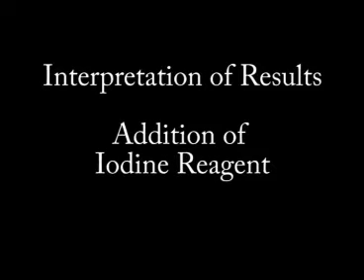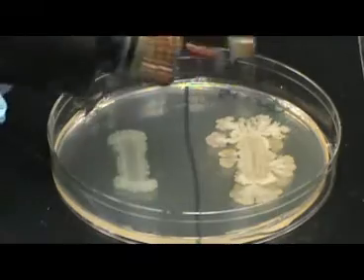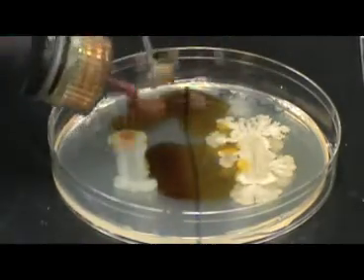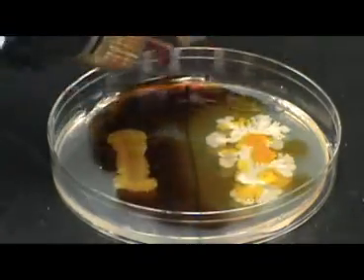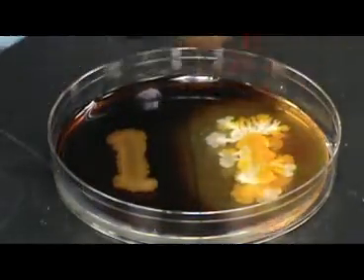Interpretation of results: the addition of the iodine reagent. After incubation, your starch plate with the bacteria growing on it will be flooded with iodine. When iodine comes into contact with starch, the starch will turn a dark purple or black color.